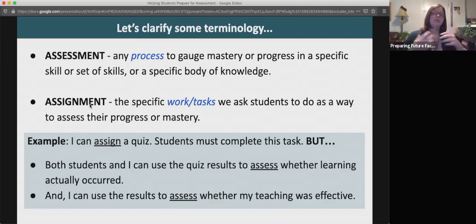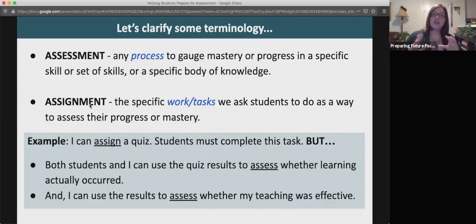My example is a quiz. I can assign a quiz in the sense that students must complete this quiz as a task, but I can also use that quiz to assess whether learning has actually occurred. Students can also use that quiz as an assessment to see whether they have learned as well. And I can also use, as the instructor, that quiz by looking at the results to assess whether my teaching was effective.